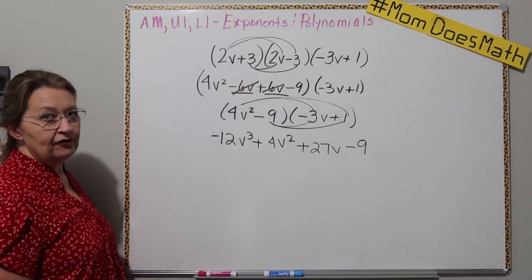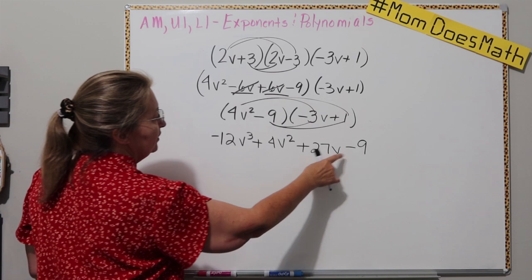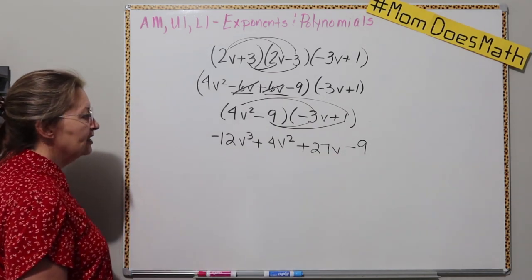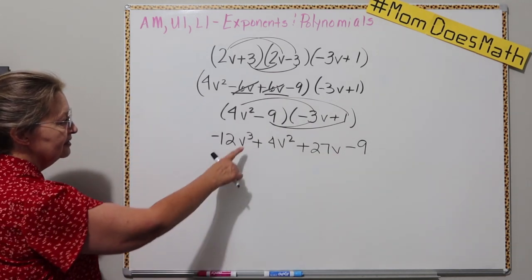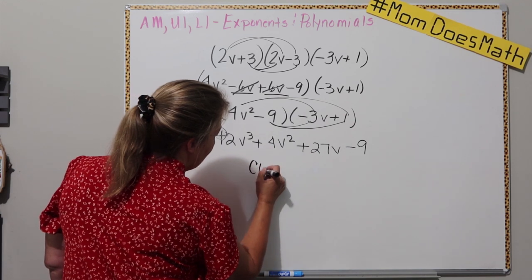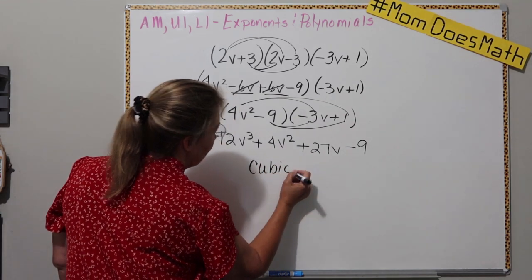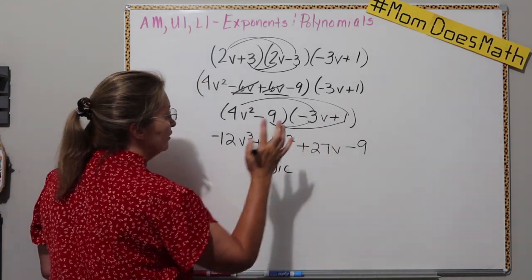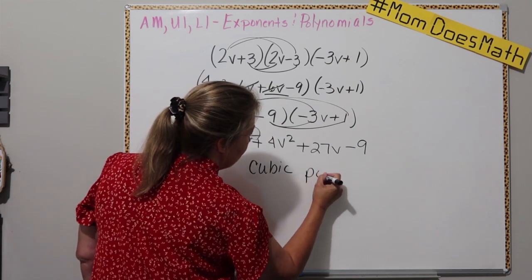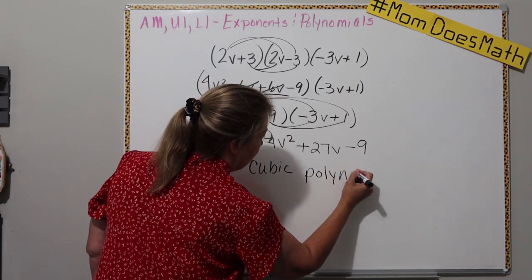Is this in standard form? Yes, it is. These go in descending order. So let's classify according to exponents. It has a 3. So this is a cubic. And how many terms do you have? You have 4. So it is a cubic polynomial.